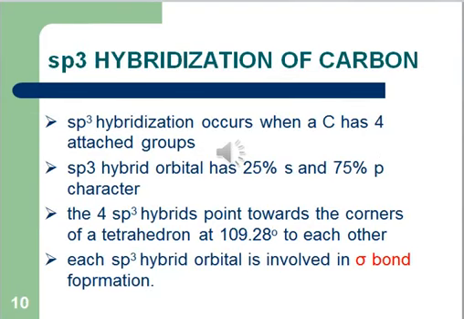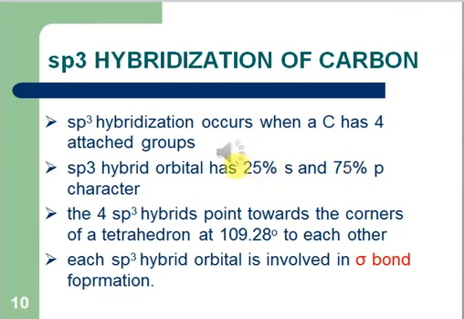Right, so we can have a summary that whenever sp3 hybridization occurs, the carbon has 4 bonds attached to it. Whenever you see a carbon with 4 bonds, always remember that it has sp3 hybridization. Further, the sp3 orbital has 25% s and 75% p character. It means that this sp3 hybrid orbital resembles a p orbital more, right? So it's more dumbbell shaped, and it has less s character.